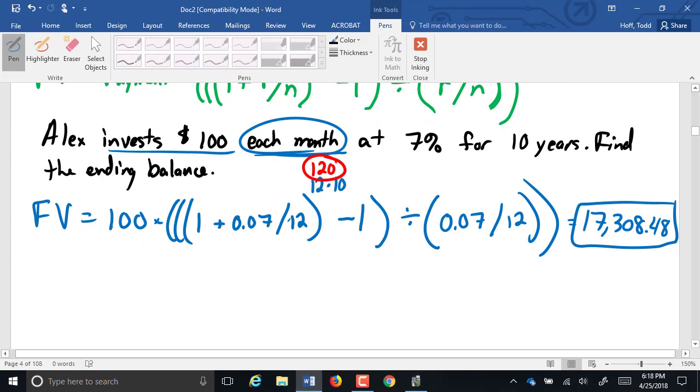You'd have to do power of and then parentheses 12 times 10, close parentheses, then hit the arrow. I don't think on your calculator you actually have to hit that arrow. Then the minus 1 outside the parentheses.